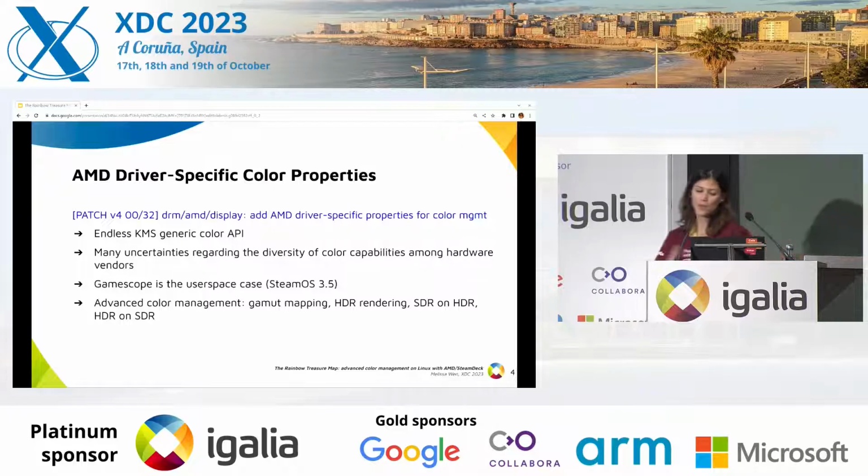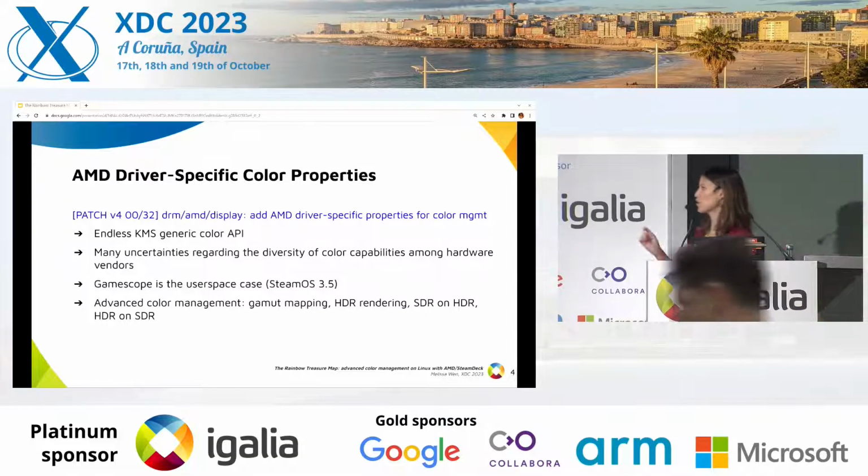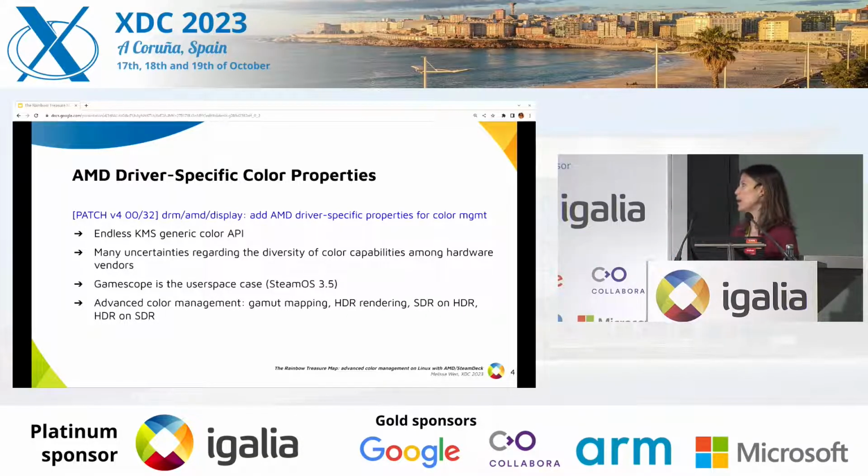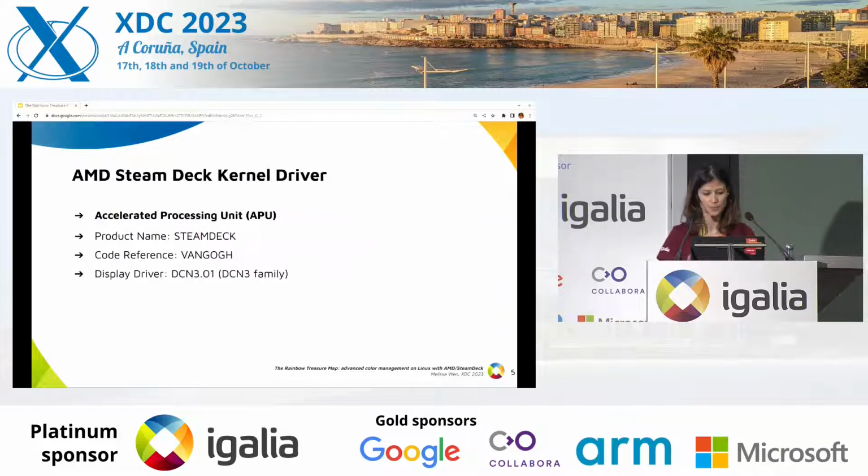To bridge this gap, we have defined a color pipeline for Gamescope that fits the latest versions of AMD hardware. It delivers advanced color management features for game mode mapping, HDR rendering, SDR on HDR, and HDR on SDR. So AMD frequently releases new GPU and APU generations, and each generation comes with a new DCN version with display hardware improvements. For this work, we use AMD Steam Deck hardware and its kernel driver as a reference.